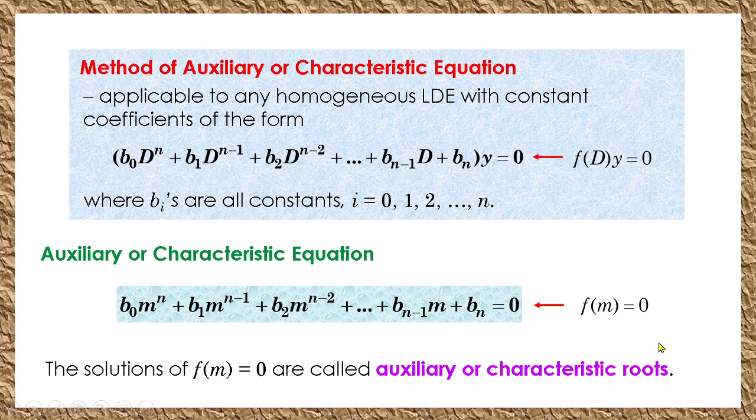Now, you have to count the frequency. Sometimes, the roots are triple roots, meaning the same: m equals 4, m equals 4, m equals 4. Even if it is the same root, you have to count it 3 times if it is cubic.